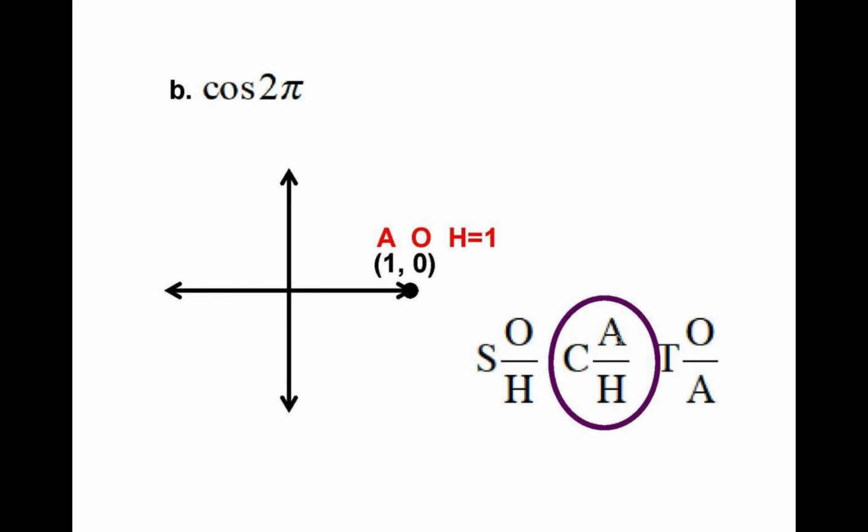For B, you're going 2 pi. So you have half pi 1, 1.5, 2. So we're over here. That's right 1, so it's 1, 0, with a hypotenuse of 1. Your cosine ratio is CAH, A over H. So it's adjacent, 1, over the hypotenuse, 1. 1 divided by 1 is 1.